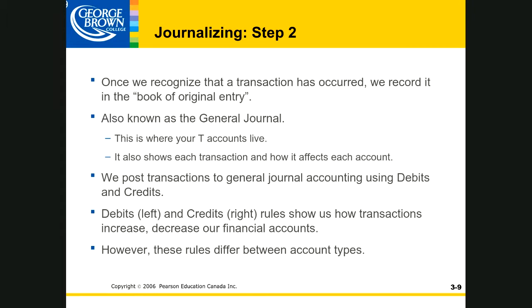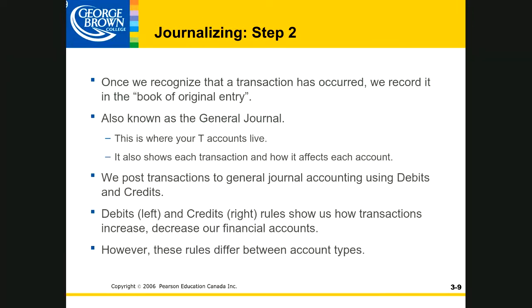Step number two, which is journalizing. After we recognize that a transaction has occurred, we have to record that transaction in the book of original entry. The book of original entry is the first time accounting information is being recorded. It is also known as the general journal. It shows how each transaction is affecting different accounts.